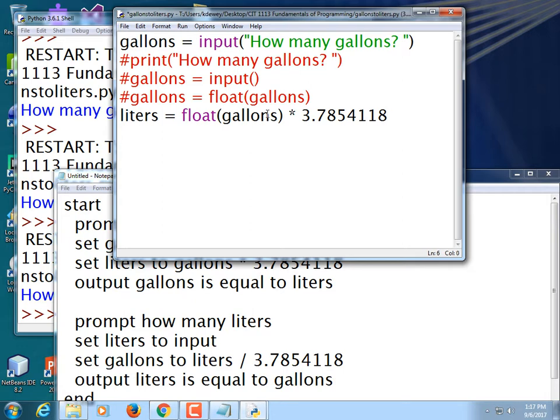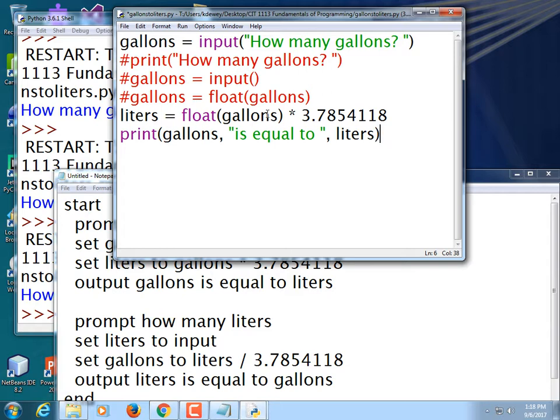Well, I'm just going to leave it at that one, because that's the last one we did. Now I'm going to output something. Print. I'm going to say gallons is equal to liters. Not liters, liters. See how I did that?